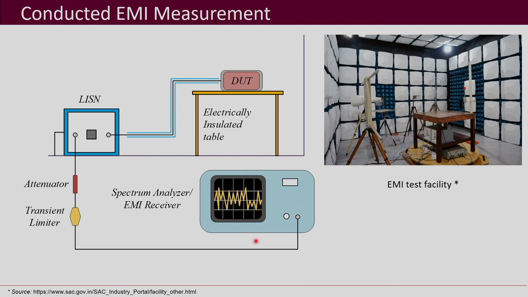Further, this is for your conducted EMI testing, where we do not need antennas. When we measure radiated EMI, then we will need antennas. Those antennas can also be kept inside the room. Here you can see in this picture different types of antennas are kept. Depending on the requirement, the type of antenna can be chosen, and that particular antenna can be kept and used for testing the radiated EMI.